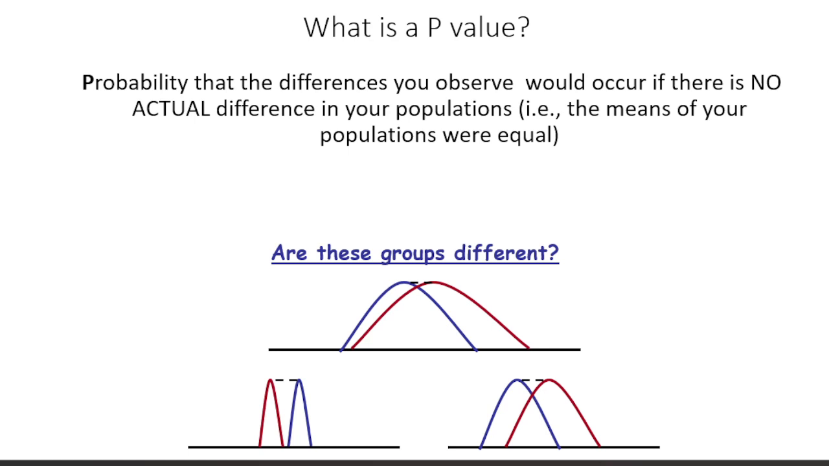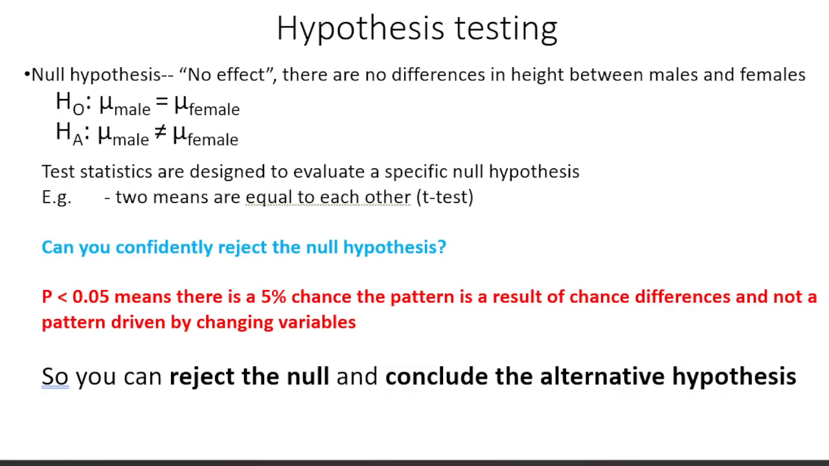So what is a p-value? Probability that the differences you observe would occur if there is no actual difference in your populations. So, i.e., this means that your populations were equal. So, can you confidently reject the null hypothesis? If p is less than 0.05, that means there's a 5% chance that a pattern is a result of chance differences and not a pattern driven by changing variables. So you can reject the null and conclude the alternative hypothesis if the p-value is less than 5%.